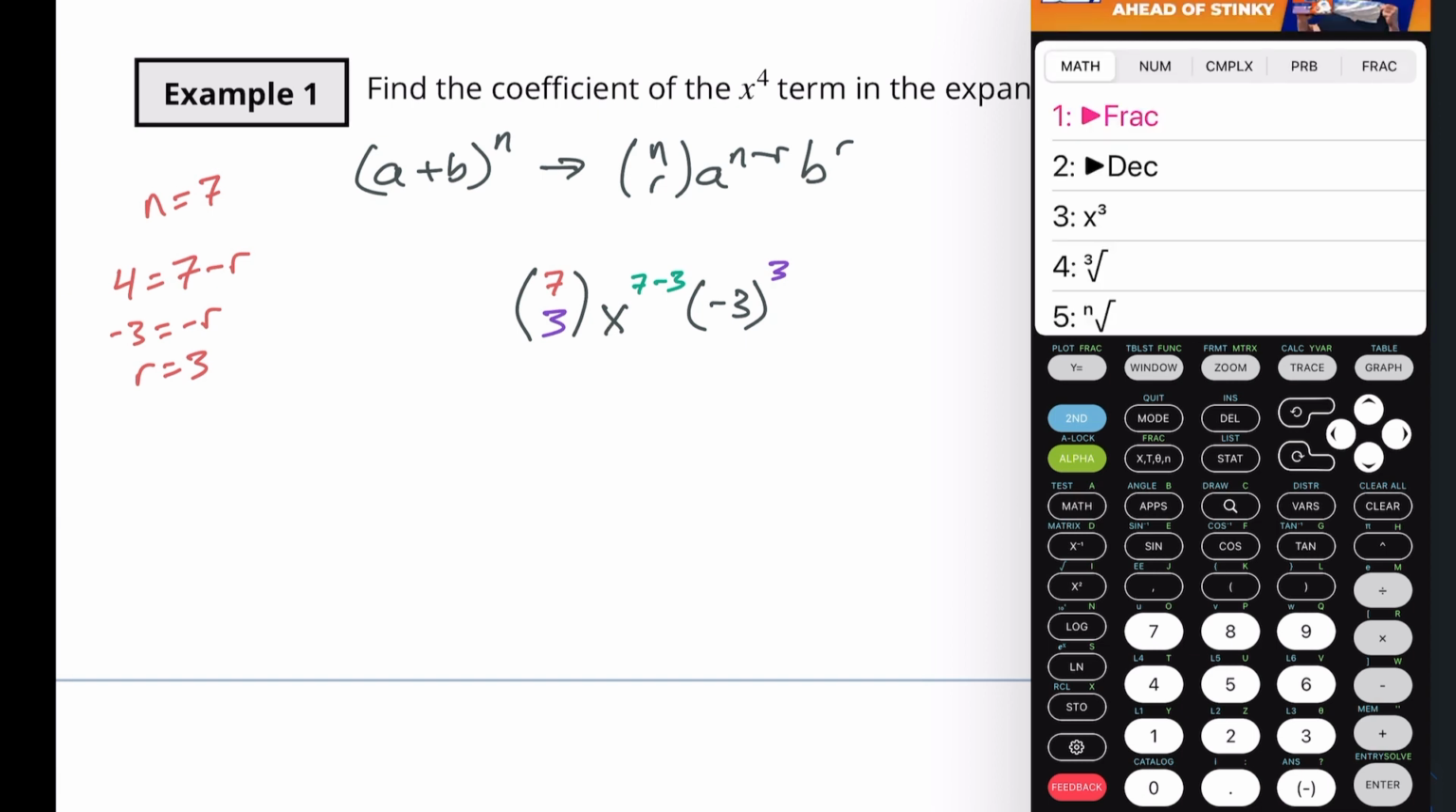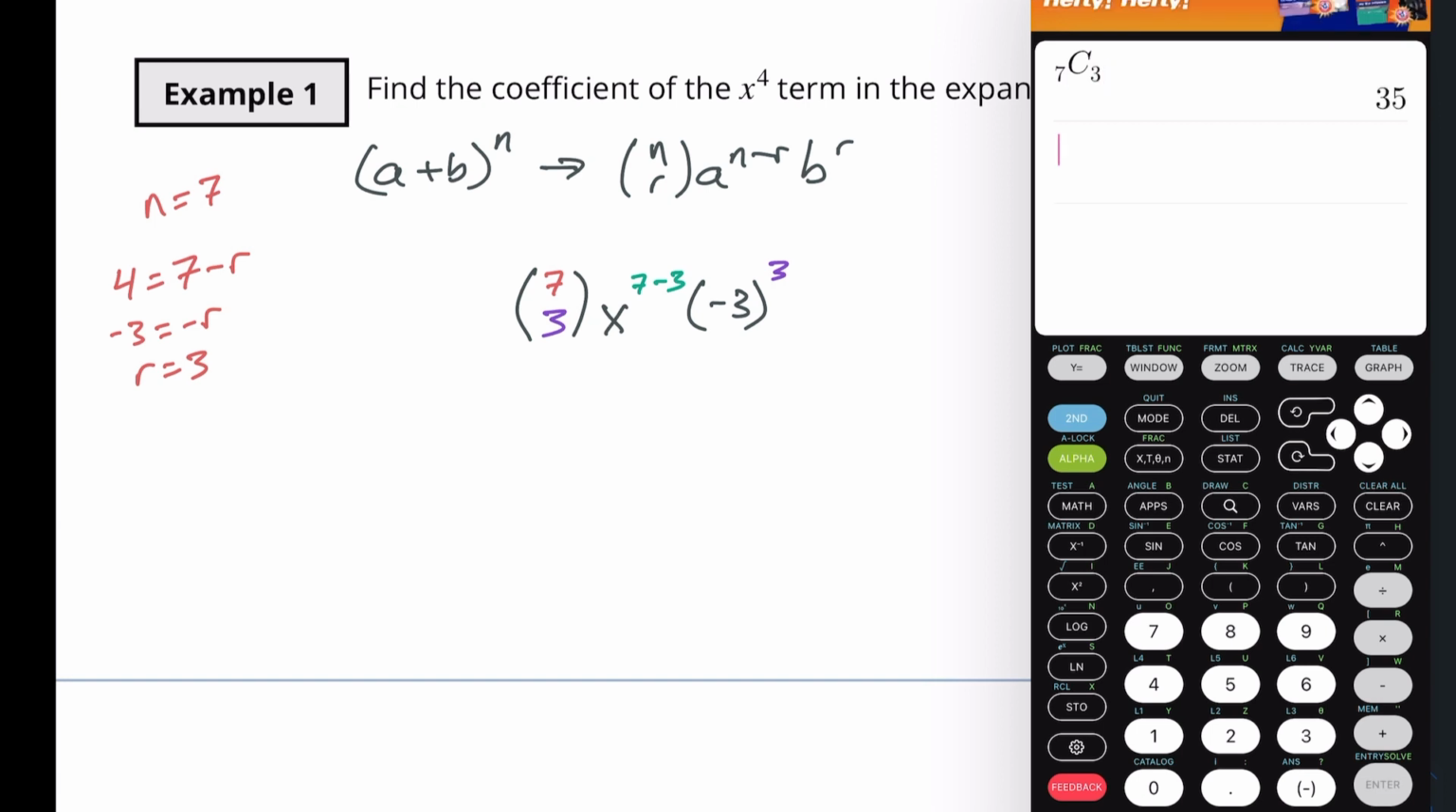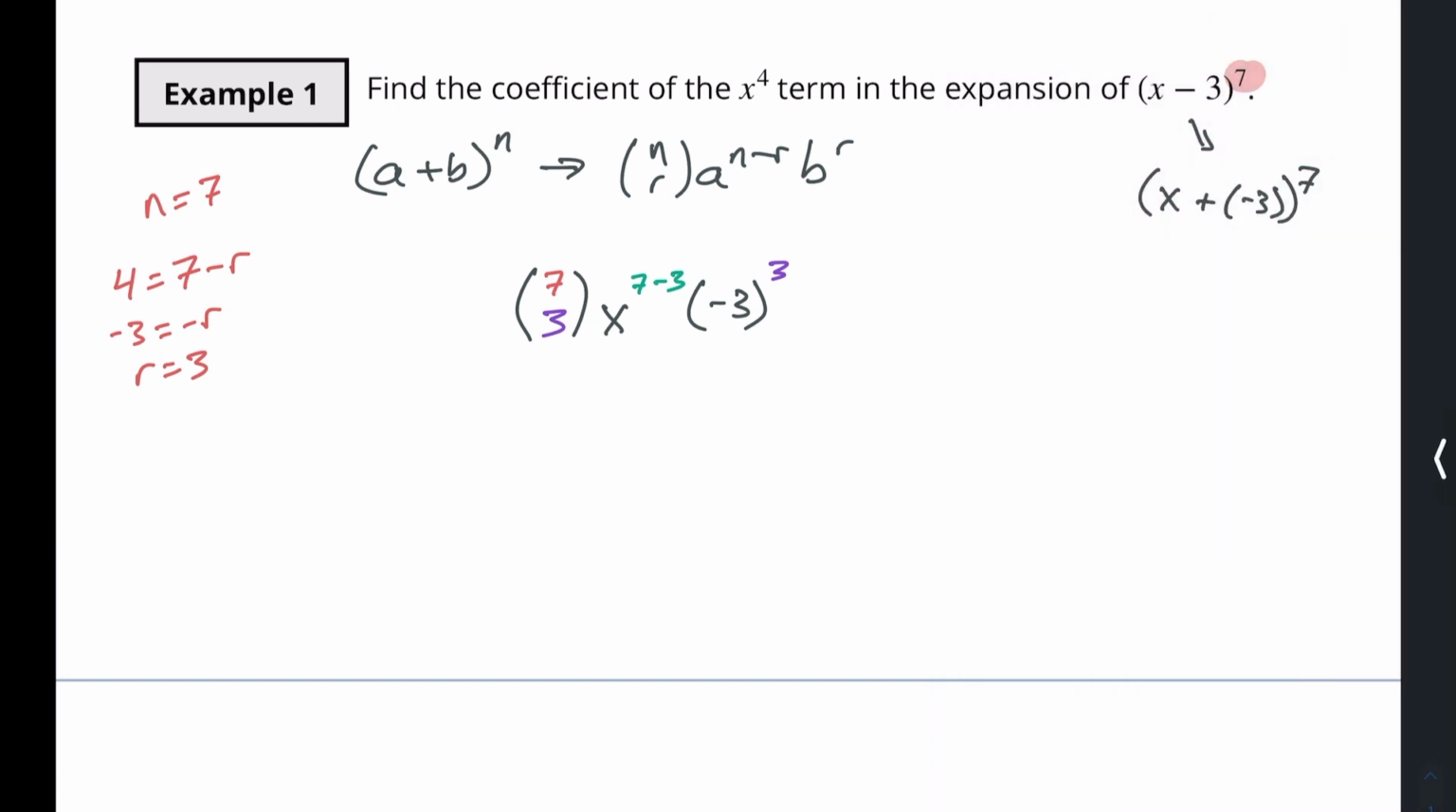I'm going to arrow over to the PRB, the probability option, and I'm going to choose nCr. And I've got 7 choose 3, and that's going to give me a value of 35. So I now know that this is 35.